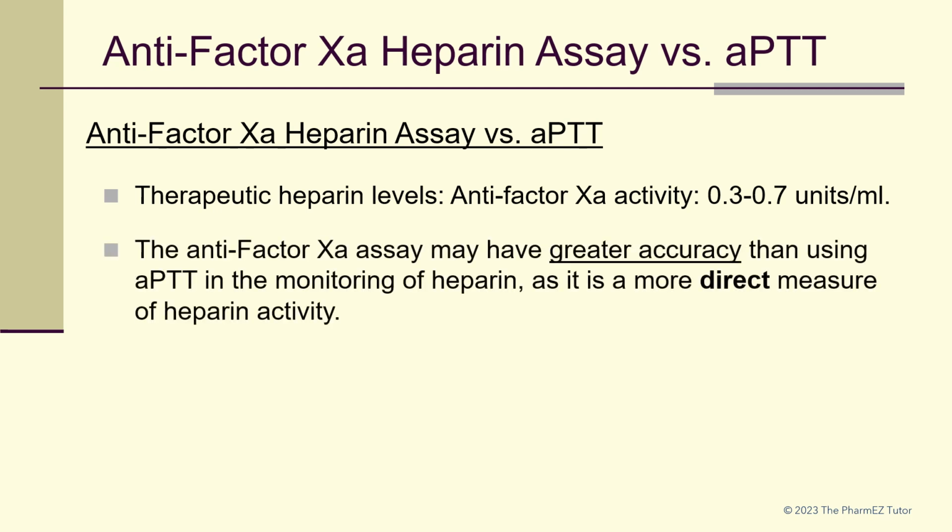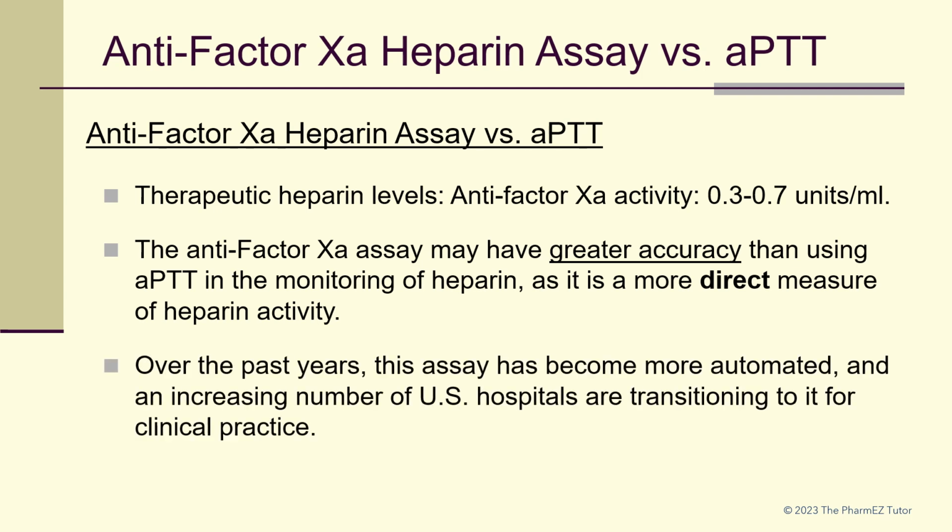The anti-factor Xa assay may have greater accuracy than using aPTT in the monitoring of heparin, as it is a more direct measure of heparin activity. Over the past years, this assay has become more automated, and an increasing number of U.S. hospitals are transitioning to it for clinical practice.